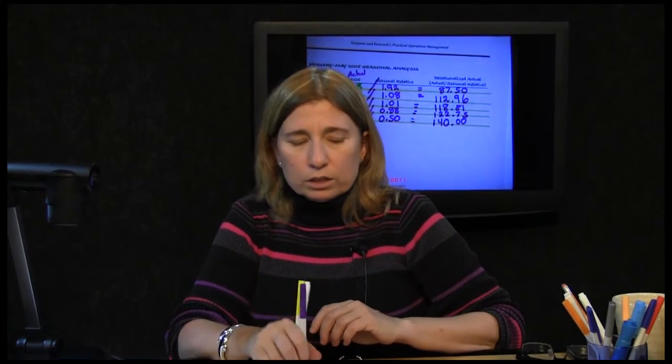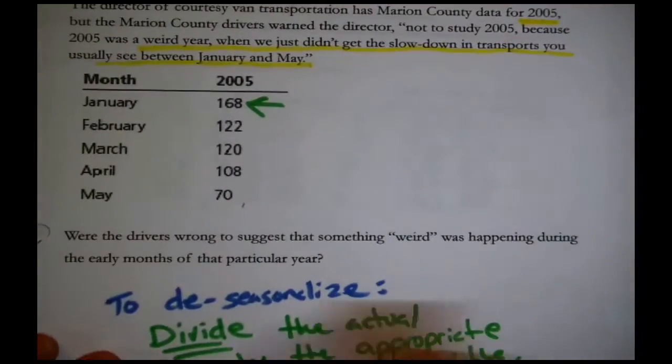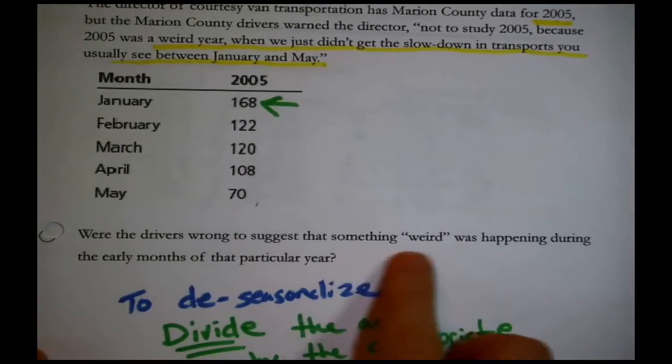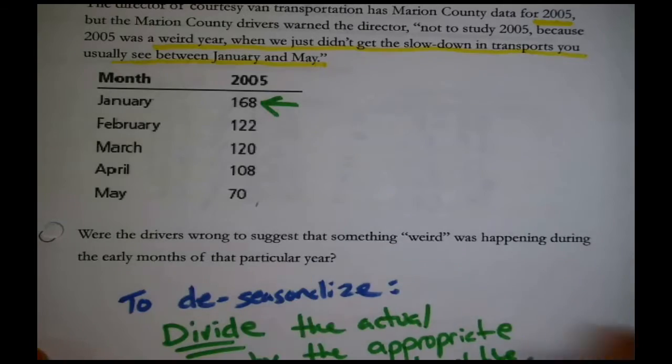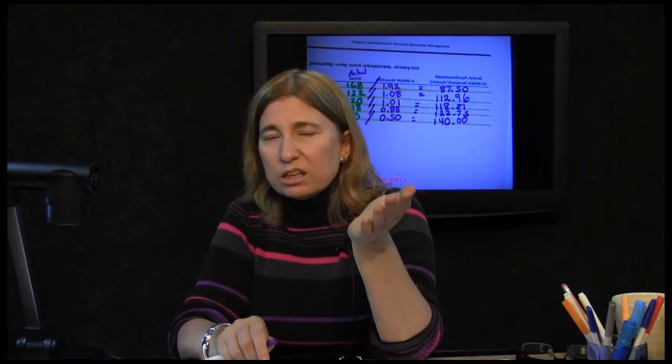How are we any closer to what it was that we were asked to do? Were the drivers wrong to suggest something weird was happening during the early months of that particular year? Okay, here's the theory. We expect the number of van transports to vary between January and May. We'd been discussing that for a while. It's always really busy in January, and it's always a lot quieter in May.